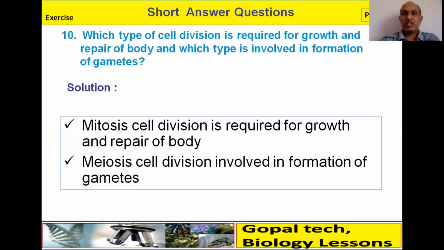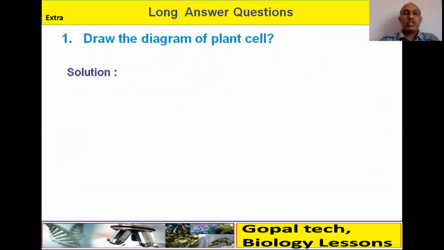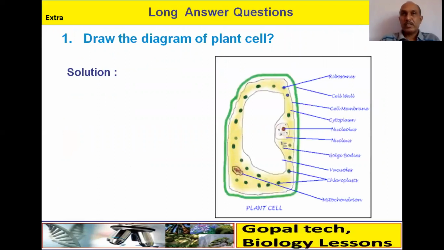Page number 67. एक्स्ट्रा कुछ है, draw the diagram of plant cell, तो आप डायग्राम निकाल के लेबलिंग कर सकते हैं. Draw the diagram of animal cell, वो भी आएगा. Draw the diagram of prokaryotic cell, तो वो भी आप निकाल सकते हैं.